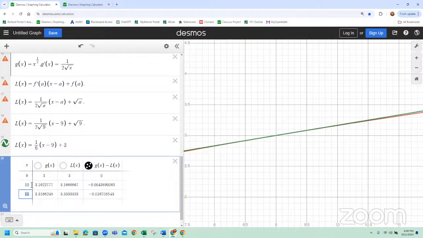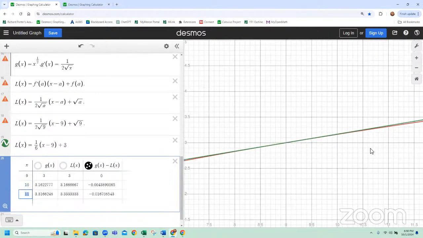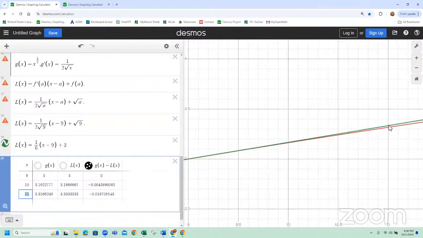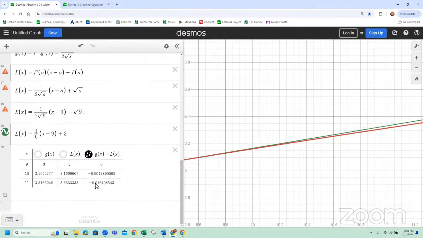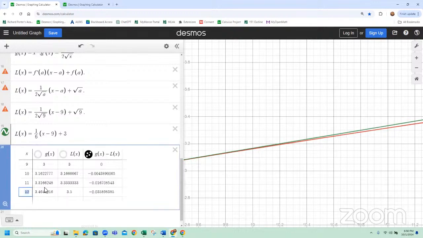If I go to 11, you'll see they're starting to separate. I can see them better. The square root is 3.31, and the approximation is 3.31. They're off by 1/100th. And you see, the further we go away, the further they get from each other.